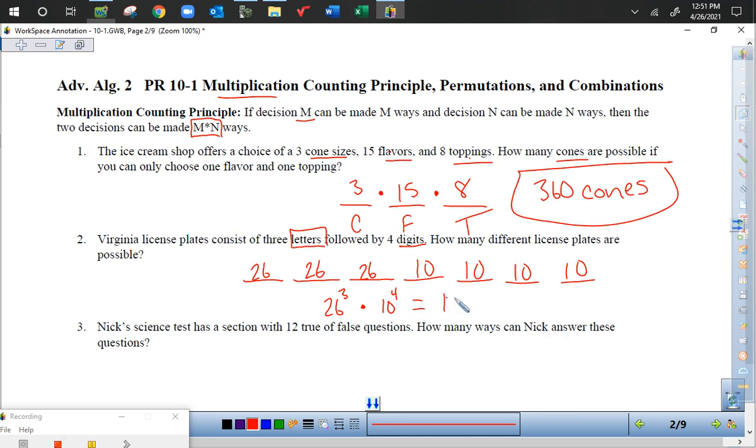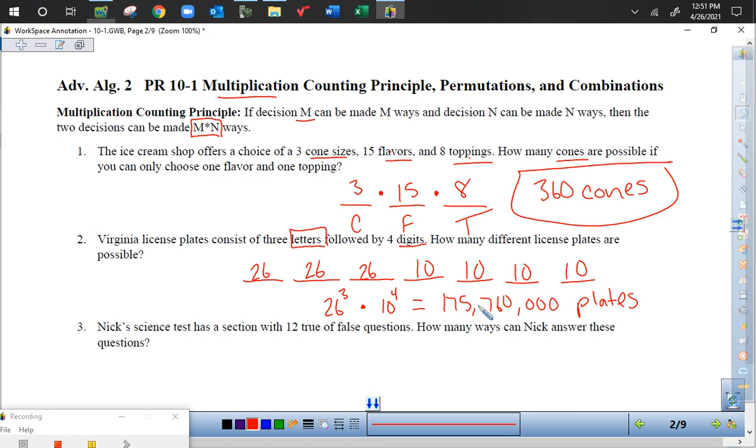And we should get 175,760, and then 1,000 plates. Okay, so there's almost 200 million different options there, so they're not going to run out of different numbers using that method. All right, so read through number 3 for me.